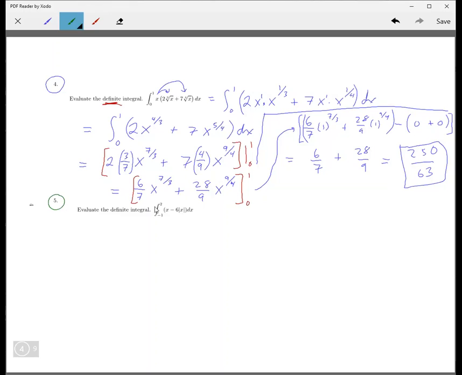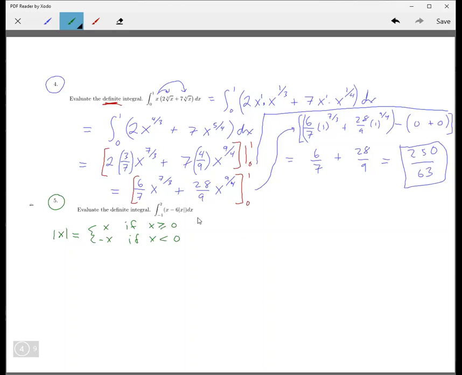Okay, let's look at number 5, this definite integral. Now, for this one, this absolute value of x is problematic because there's no formula for the antiderivative of the absolute value of x. However, what you should be thinking is that the absolute value of x is just equal to x if x is positive, and it's equal to negative x if x is negative.